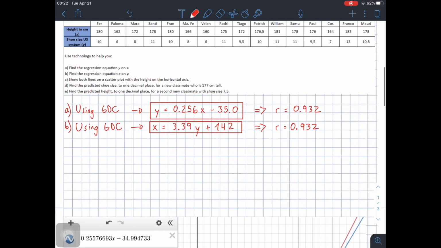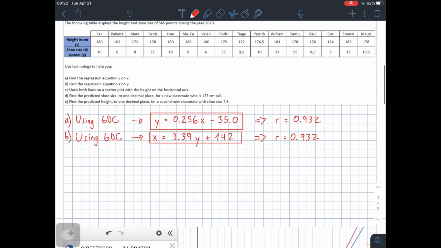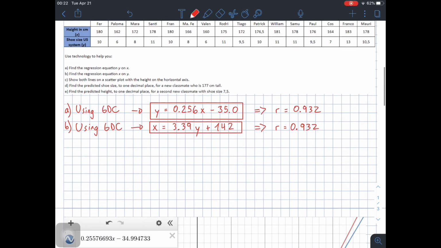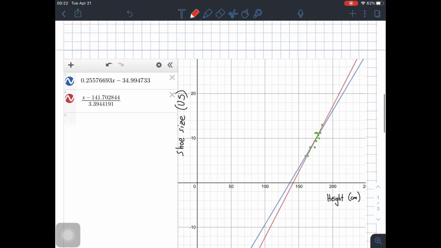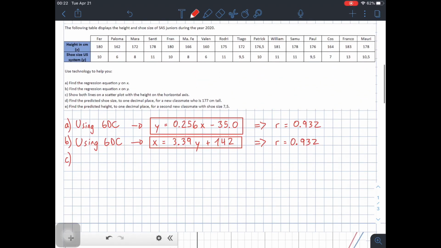Okay, so the value of r remains the same, although the equation changes. Then for part C, show both lines on the scatter plot with the height on the horizontal axis. Okay, so for part C, before I show you the graph, which I already made in order to save some time, there's one thing that we need to do with this equation specifically before we can draw this. It says, show both lines on the scatter plot with the height on the horizontal axis.